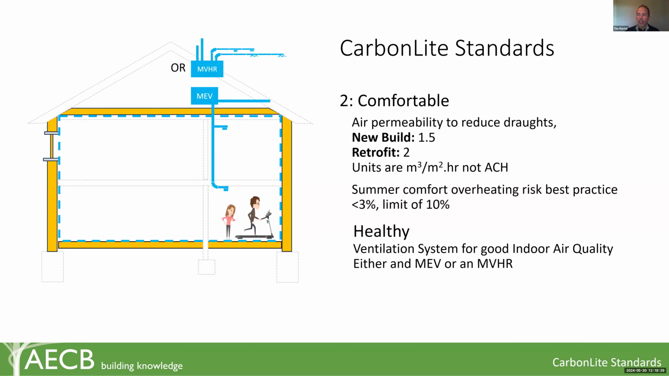Another thing that we support is the building has to be comfortable. So as we were saying, the air permeability is for energy efficiency. Well, it's also for drafts. It also improves the comfort of the building. So same criteria there. But also the summer comfort of the building is important too. So that's less than 3% is the best practice, but there's a limit of 10. And because we've improved the air tightness of the building, we're now at a level where air can't just float through the building a little bit.